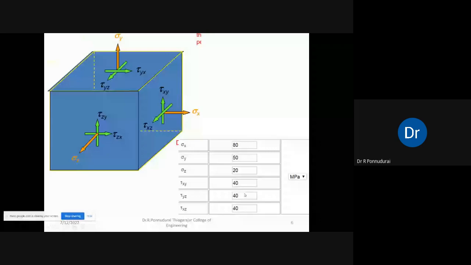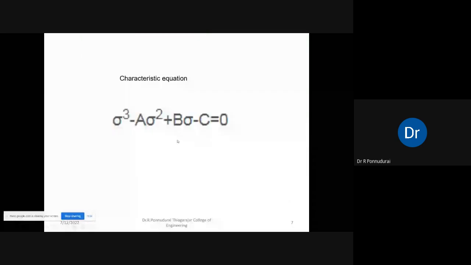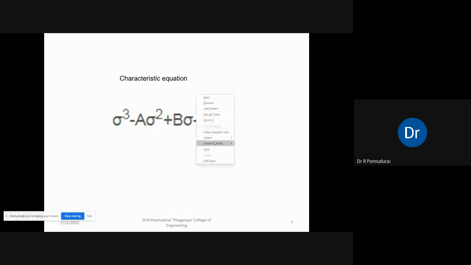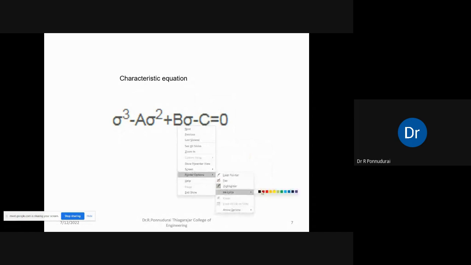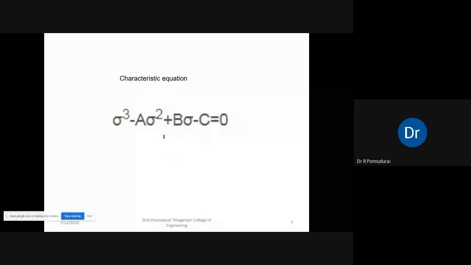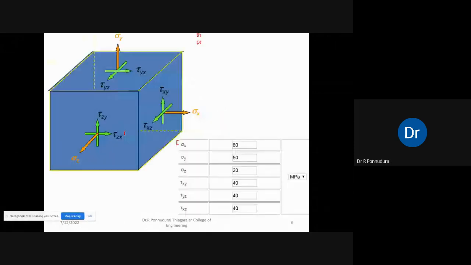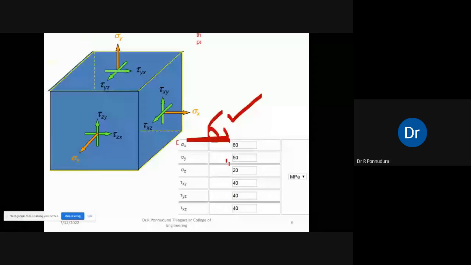Now, how to calculate the principal stresses for this case? For that we require the equation we call the characteristic equation: sigma cube minus A sigma squared plus B sigma minus C is equal to 0. If we are able to get the constants A, B, C, then it is possible to solve for sigma 1, sigma 2, sigma 3. So we need to get only the ABC values. How to get them, we will see. This is the problem statement: we are going to get sigma 1, sigma 2, sigma 3 from this.